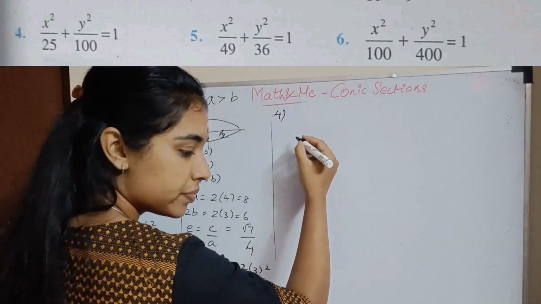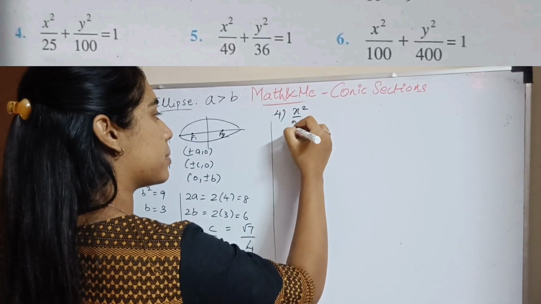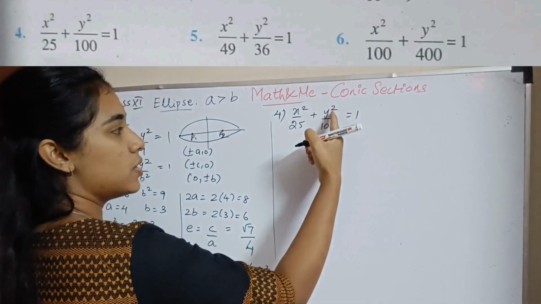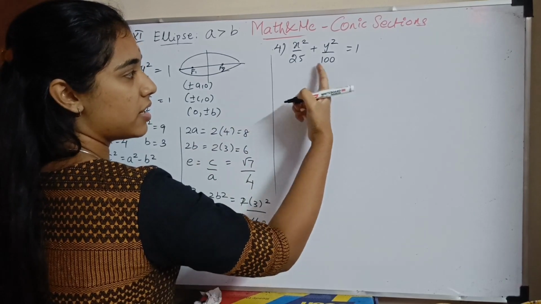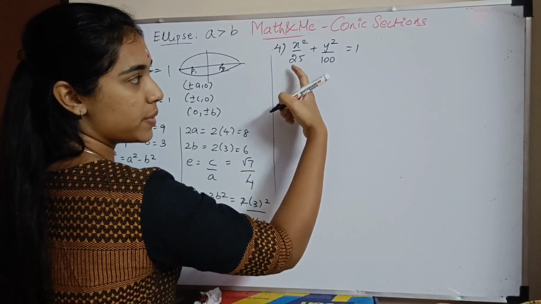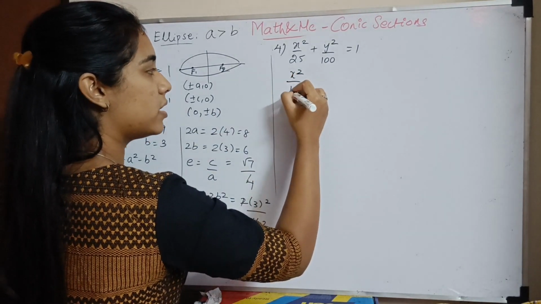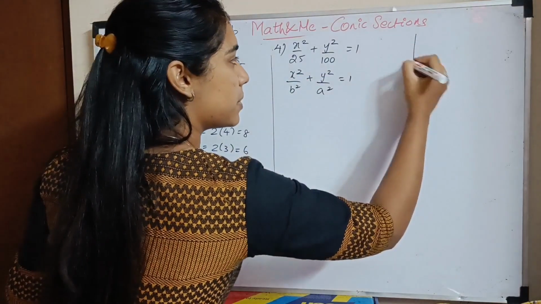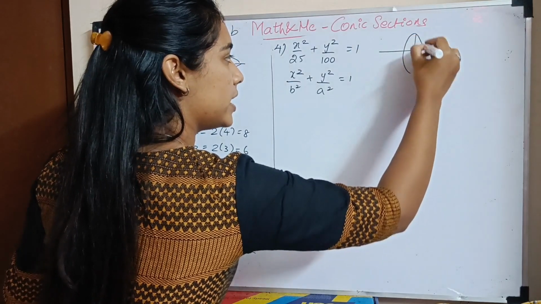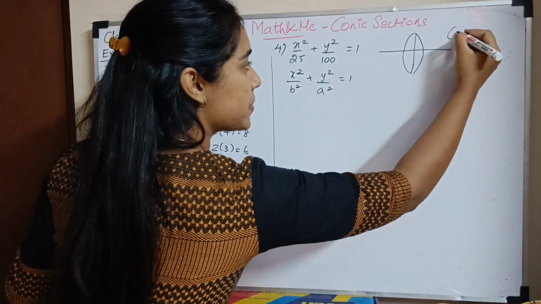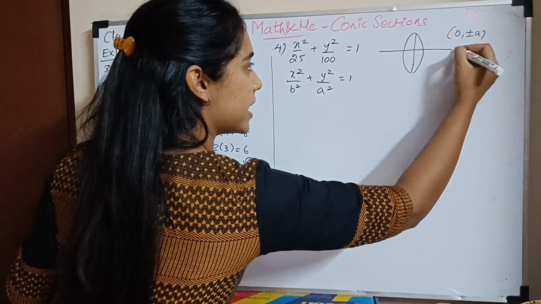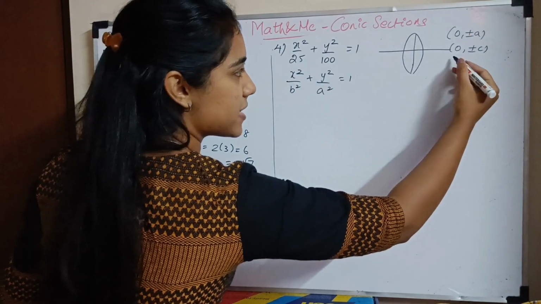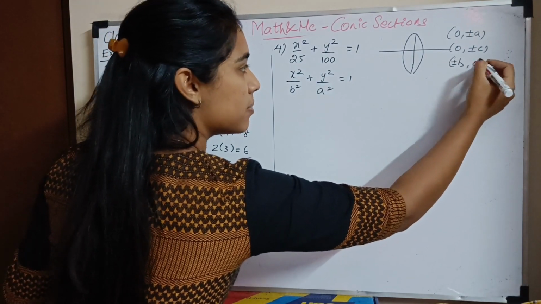Question number 4. X square divided by 25 plus y square divided by 100 equals 1. So it is of the form, so which is greater, 100 is greater than 25. So this is my a square and this is my b square. So I have x square by b square plus y square by a square equals 1. So how will the ellipse look along the y axis? So it will look like this. So what will my coordinates be? It will be 0 comma plus or minus a. Foci will be 0 comma plus or minus c, because a and c lie along the same axis. It will be plus or minus b comma 0.